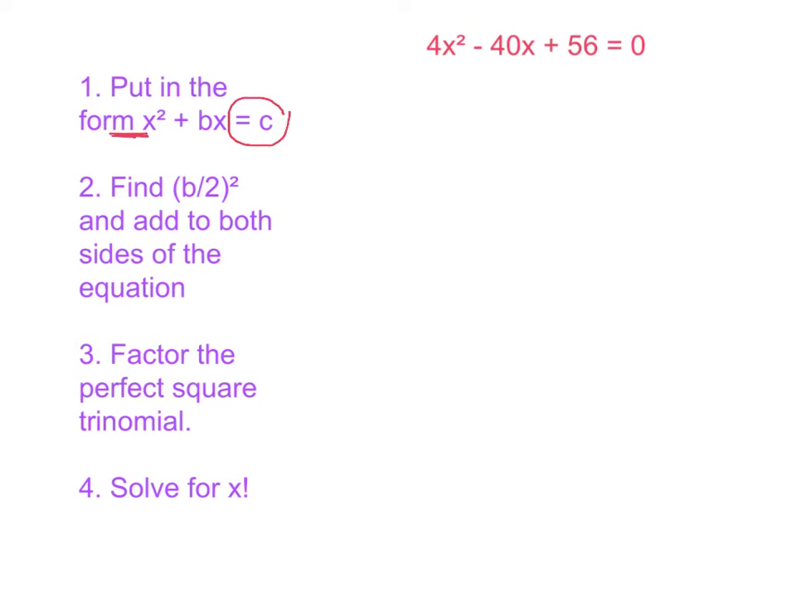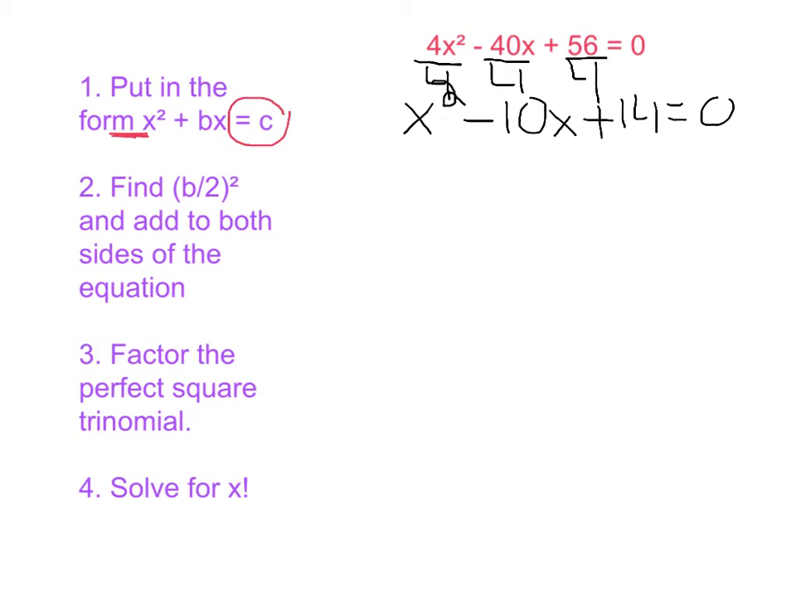If you notice, to have it in the correct form, you can't have a number in front of x squared, a leading coefficient. In this case, we have that leading coefficient, but we have to get rid of that. So to do that, you're going to divide all three terms by that leading coefficient. This leaves us with x squared minus 10x plus 14. Now we still have to get that c value on the other side of the equation, so we're going to have to subtract 14 on both sides.